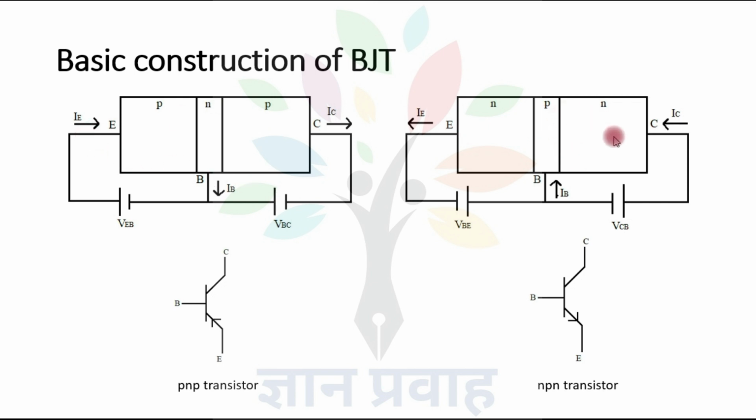While in case of NPN transistor, the configuration is the same, but the difference is in materials. Here N-type material is used, here P-type material is used, and here N-type material is used. So N-type material for the emitter terminal, P-type material for the base terminal, and N-type material for the collector terminal.